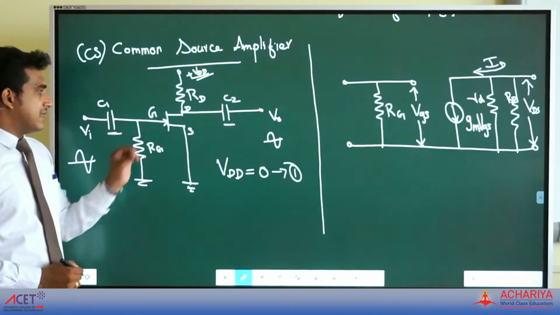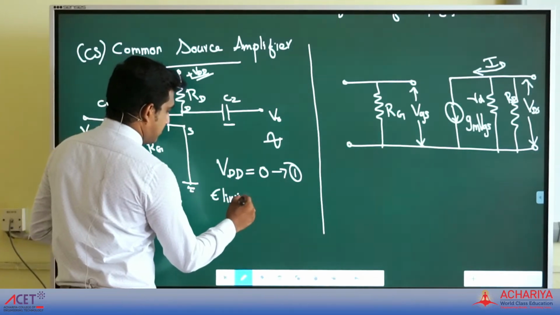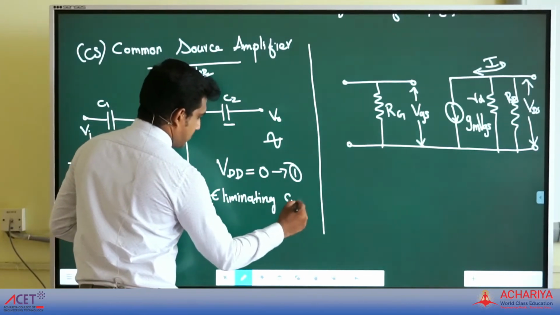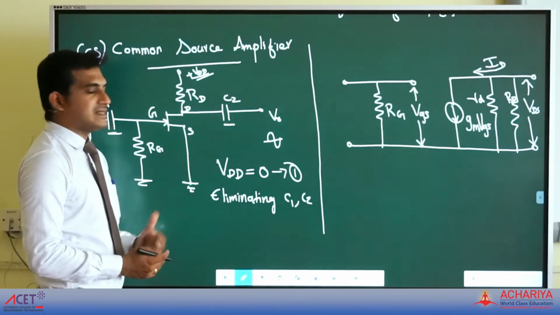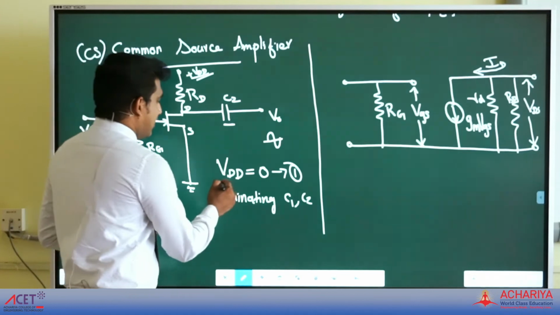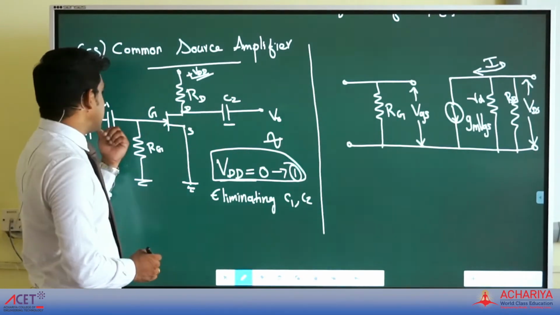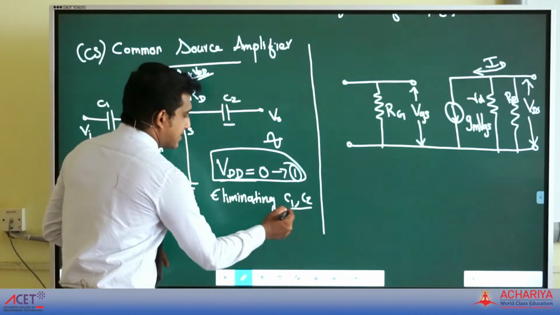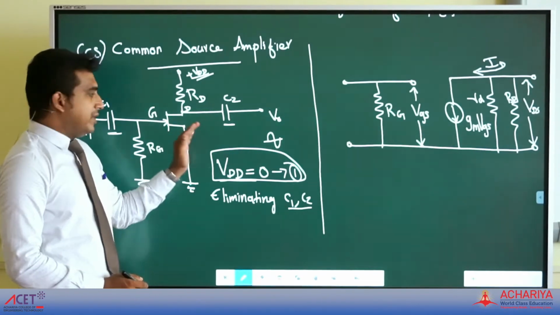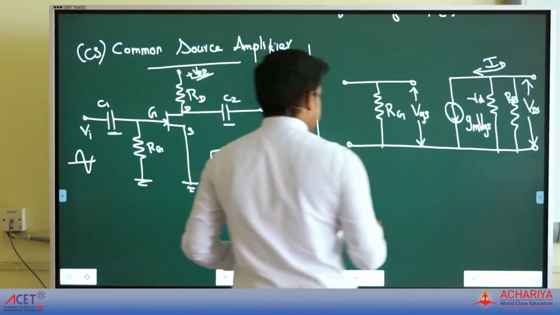The second consideration is we have to eliminate the capacitors, because the role of the capacitor is it will isolate AC and DC component. Here we are grounding the DC source, so no need of considering this capacitor C1 and C2. So we can eliminate capacitor C1 and C2. By doing these two considerations, we can draw the equivalent circuit. I will explain the AC equivalent circuit.